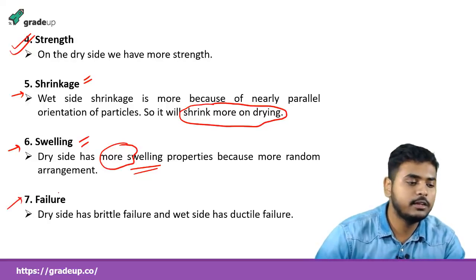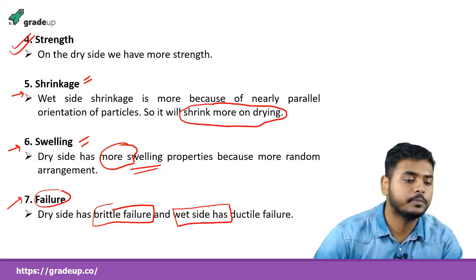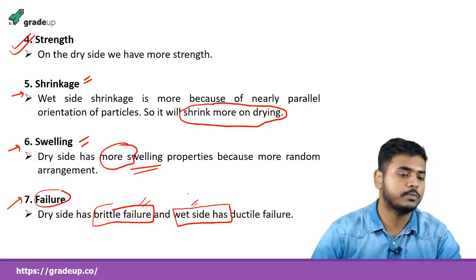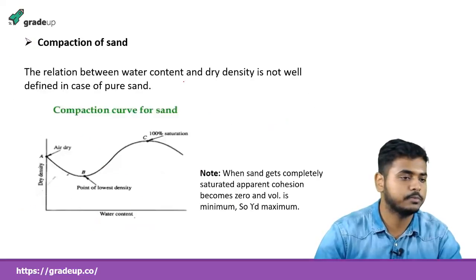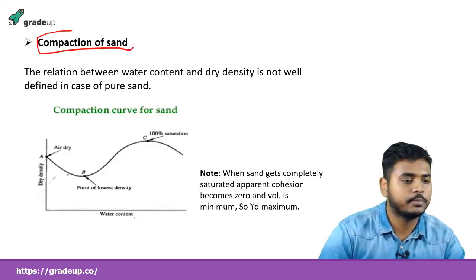And in failure, on the dry side we have brittle failure, and on the wet side we have ductile failure. Okay. You just have to remember this, how it affects the soil properties. Now coming to the next topic, that is compaction of sand.